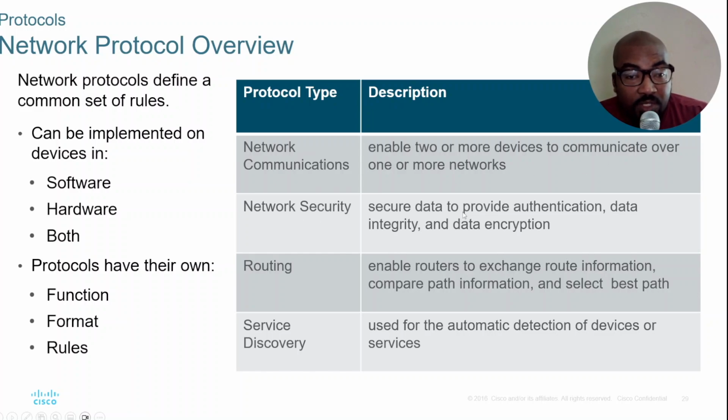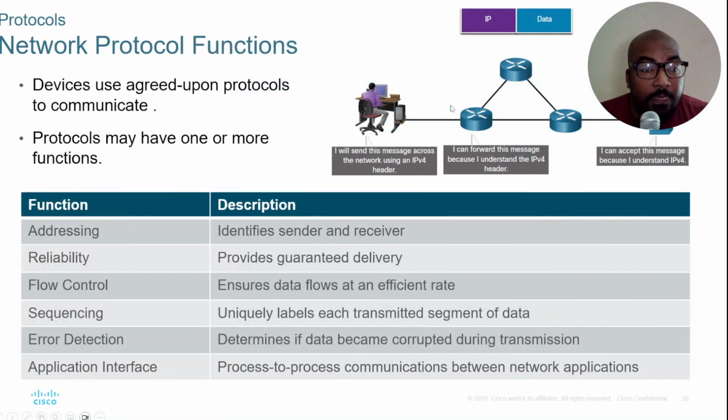Network security secures data and provides authentication, data integrity, and data encryption. That's that CIA triad we talk about all the time in cybersecurity. Routing enables routers to exchange route information, compare that information, and select the best path. And service discovery uses automatic detection of devices and services.